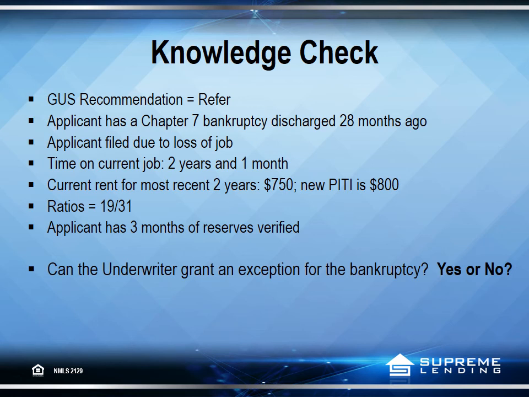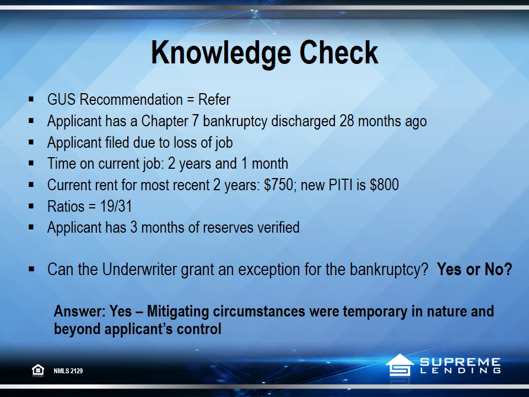Can the underwriter grant an exception for the bankruptcy? Yes or no? The correct answer is yes. There were mitigating circumstances that were temporary in nature and beyond the applicant's control. The applicant lost a job, filed for the bankruptcy, and has since become employed again.